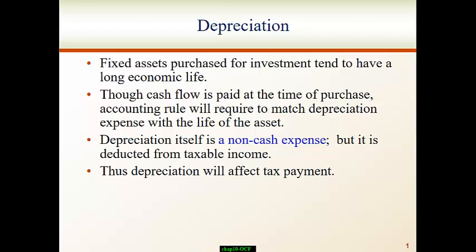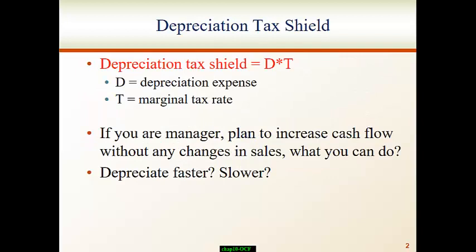But accounting rules will require us to match expenses over the life of the assets. Depreciation itself is not a cash outflow, so it is a non-cash expense. It is still deducted from taxable income. As a result, depreciation will affect tax payment. The more depreciation you claim every single year, the more tax you're going to save. So we call this the Depreciation Tax Shield. To compute it, simply multiply the annual depreciation expense by the tax rate.